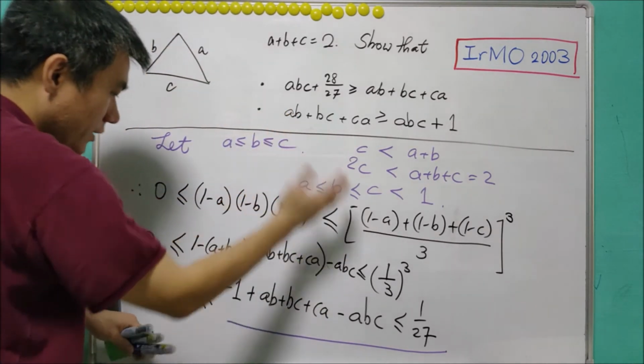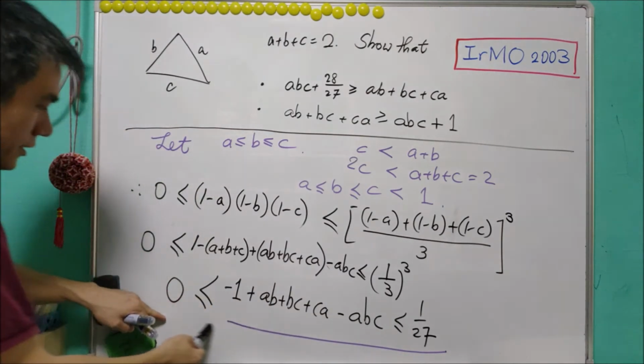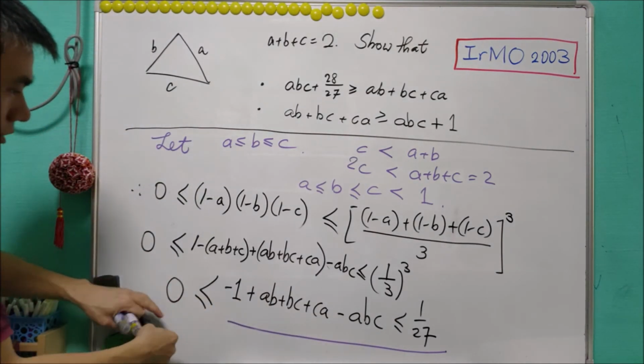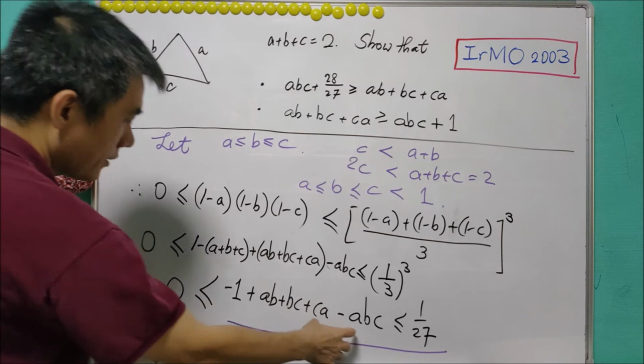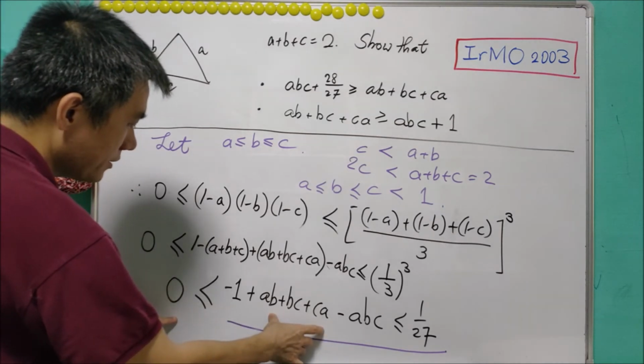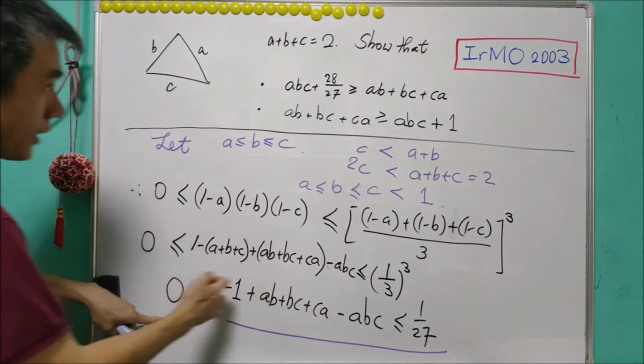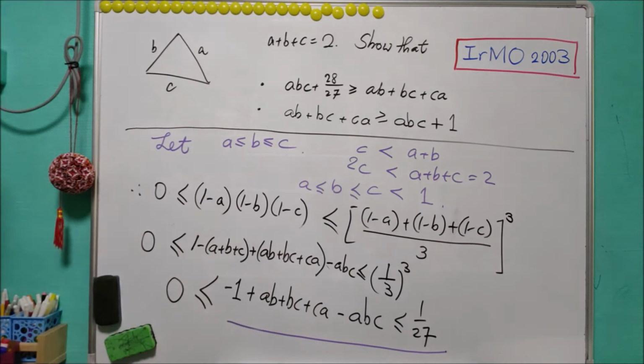For the second inequality, we can get it from this side of the inequality. So we will have AB plus BC plus CA will be greater than ABC plus 1.